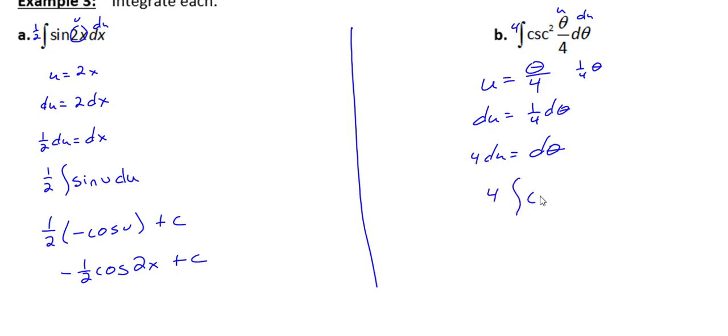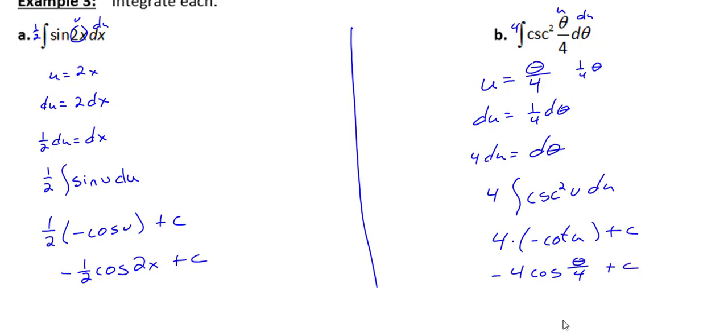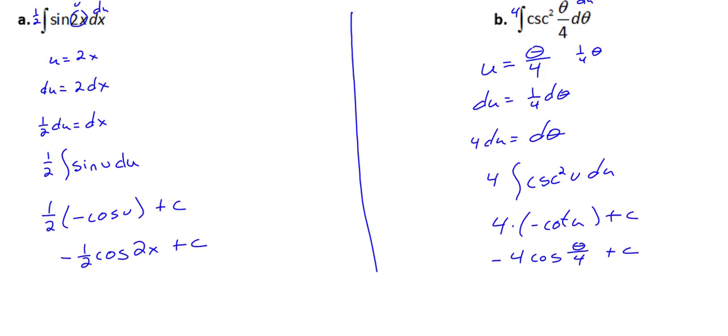Now, big question is, what's the antiderivative of cosecant squared u? Positive or negative cotangent? Negative cotangent. And then reorganize: negative 4 cotangent of theta over 4 plus c. When in doubt, u sub, folks. And who subs? You do.